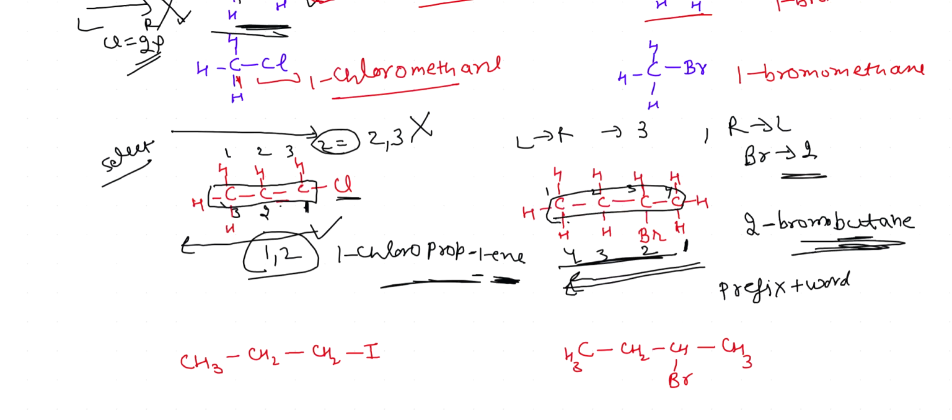Word root is the number of carbons. Prefix may be your functional group or any substituent. And the suffix is always ane, ene, or yne.